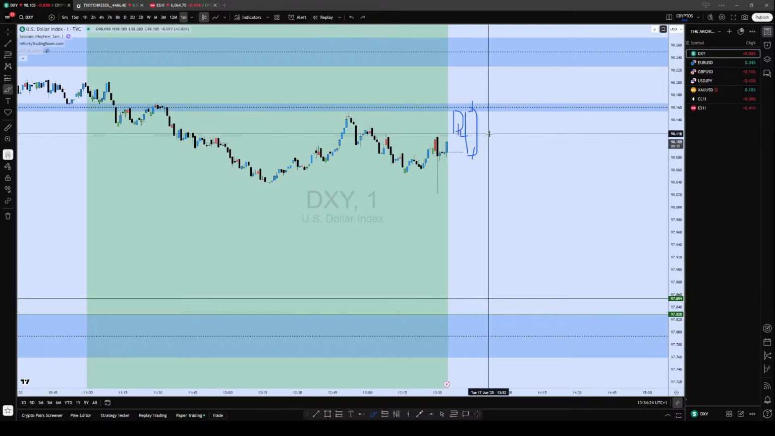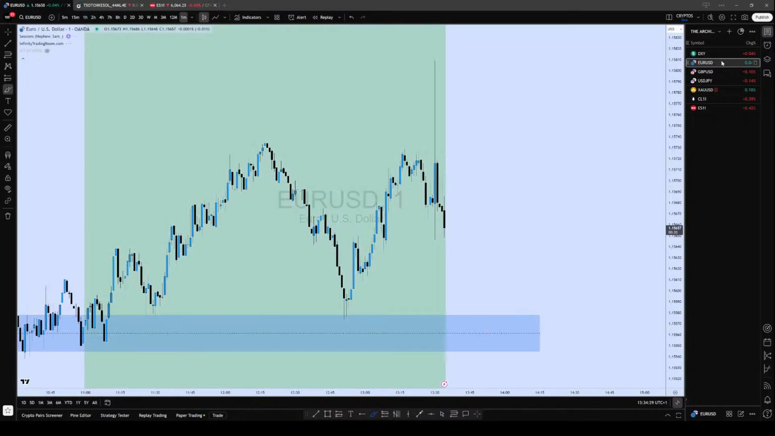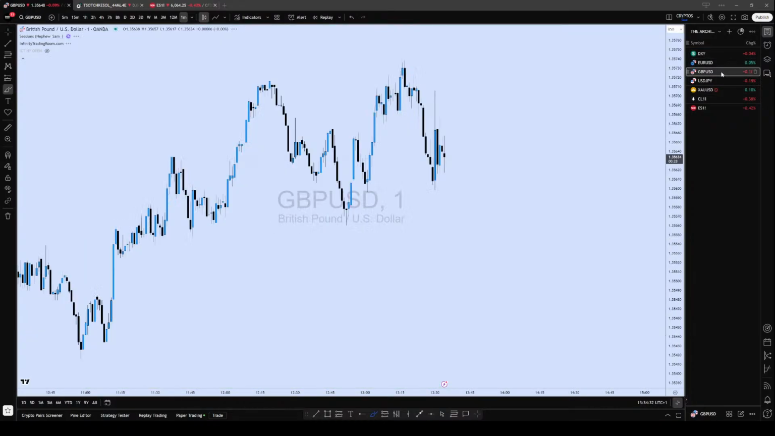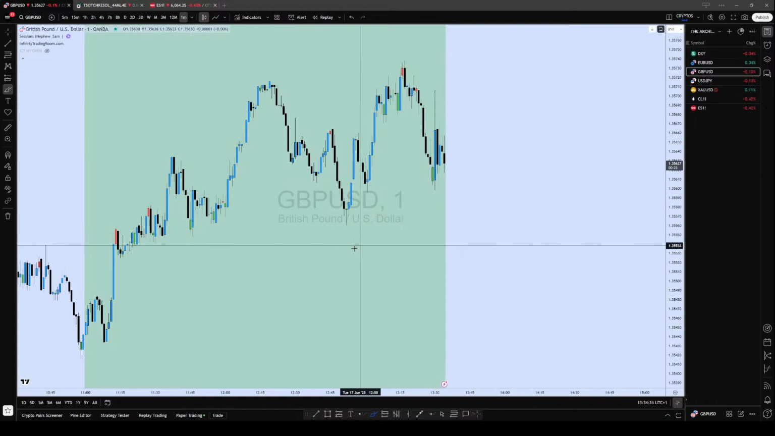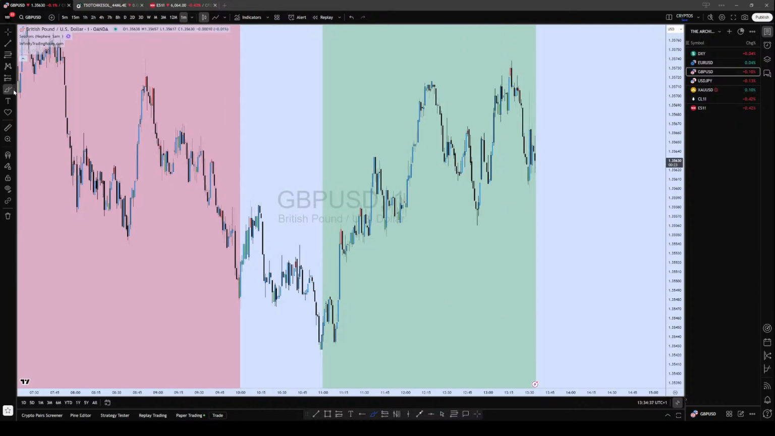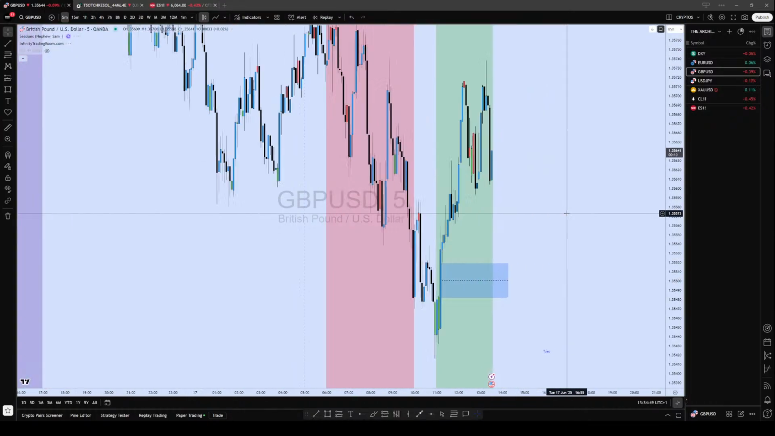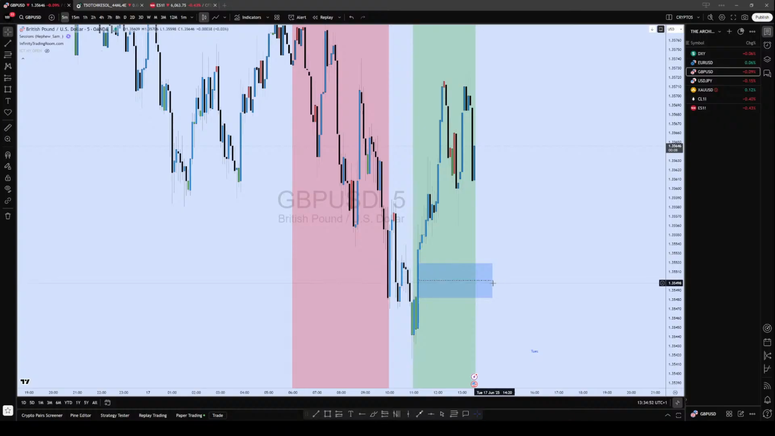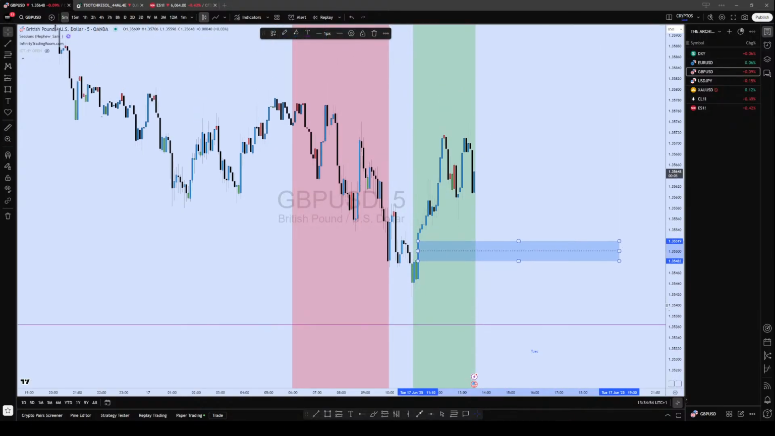Maybe a buy on euro or pound would do. I like here. It looks nice over there. That's an imbalance. If they can come here, then that'll be a nice buy. Okay, so that's all for now.